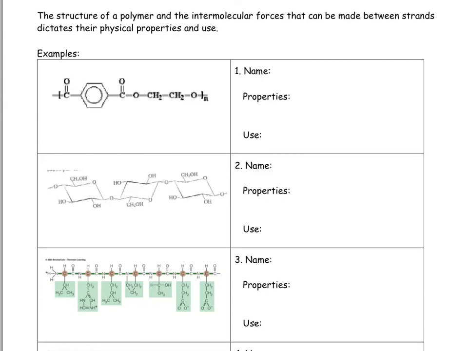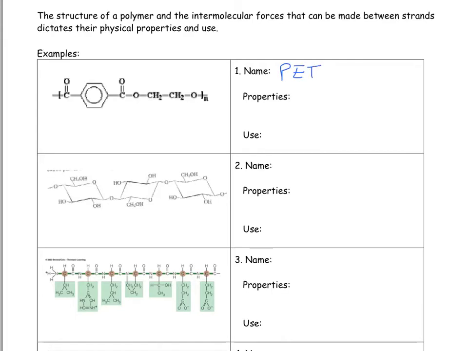The structure of a polymer and the intermolecular forces that can be made between two identical strands dictates the polymer's physical properties and its use. Here are some examples. Polymer number 1 is called polyethylene terephthalate. For short, we commonly refer to it as PET.